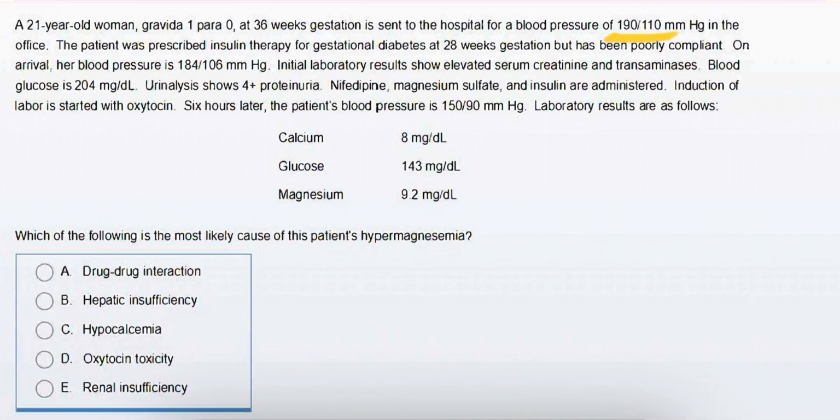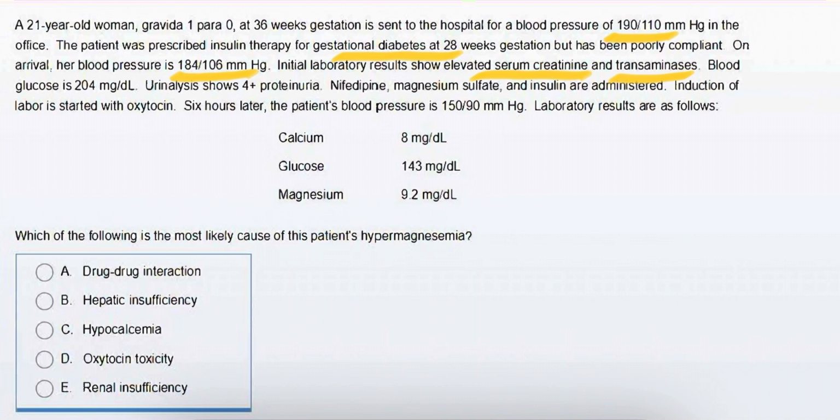Hello everybody. A 21-year-old woman, gravida 1 para 1, at 36 weeks of gestation is sent to the hospital for a blood pressure of 190 by 110 mm Hg in the office. The patient was prescribed insulin therapy for gestational diabetes at 28 weeks of gestation but has been poorly compliant. On arrival, her blood pressure is 184 by 106 mm Hg.